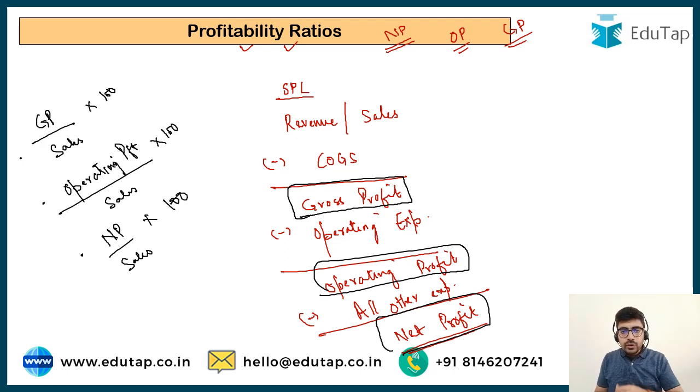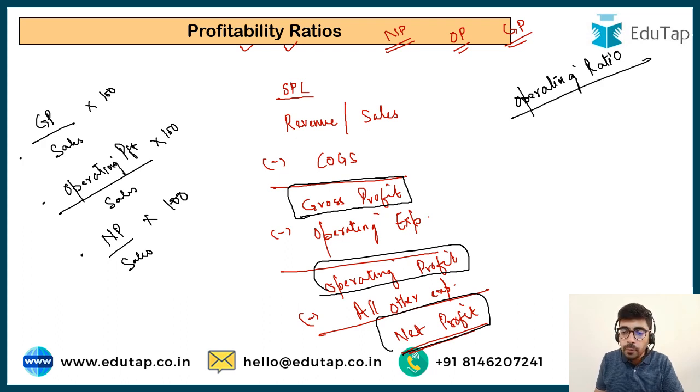Now there is another ratio which is operating ratio. Okay. Just do not confuse it with operating profit ratio. Operating ratio and operating profit ratio, they are separate. They are totally opposite in fact.